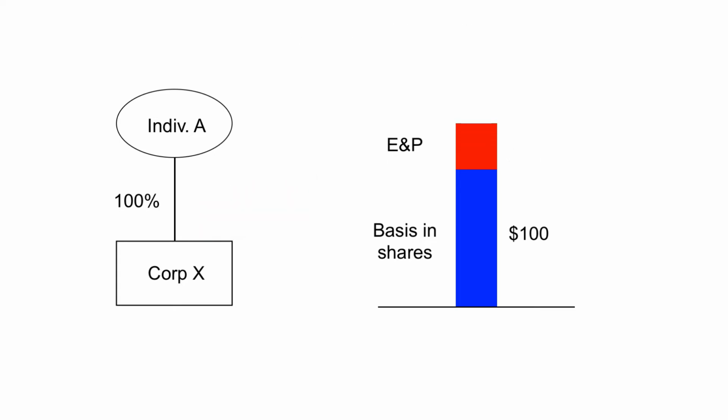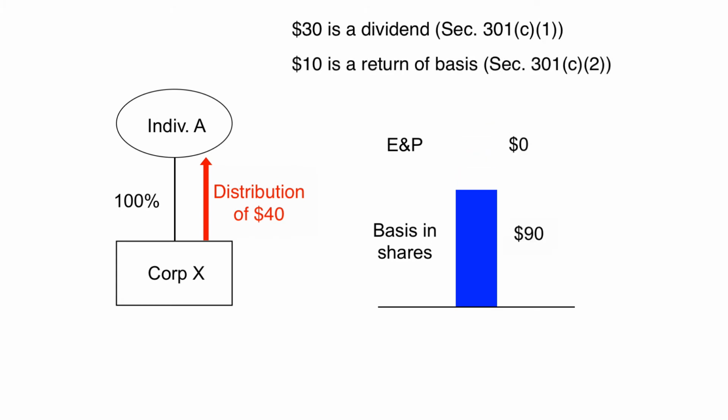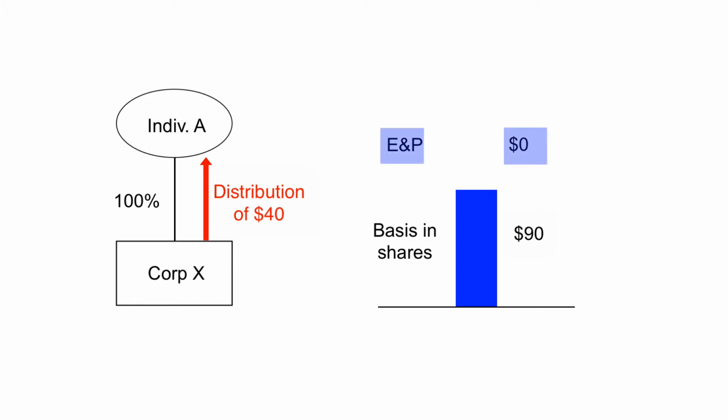Let's change the facts a little and say that at the end of year 5, Corp X instead makes a cash distribution of $40. The first $30 is a dividend out of earnings and profits, reducing the earnings and profits. The remaining $10 is applied against and reduces A's basis in the Corp X shares. After the distribution, Corp X has 0 earnings and profits, and A's basis in the shares is $90.